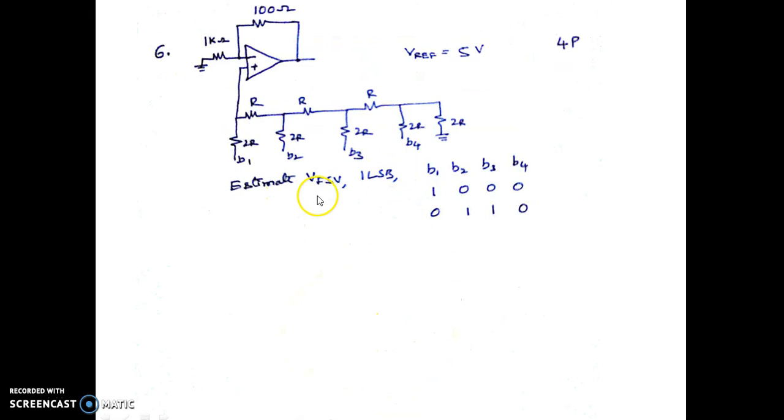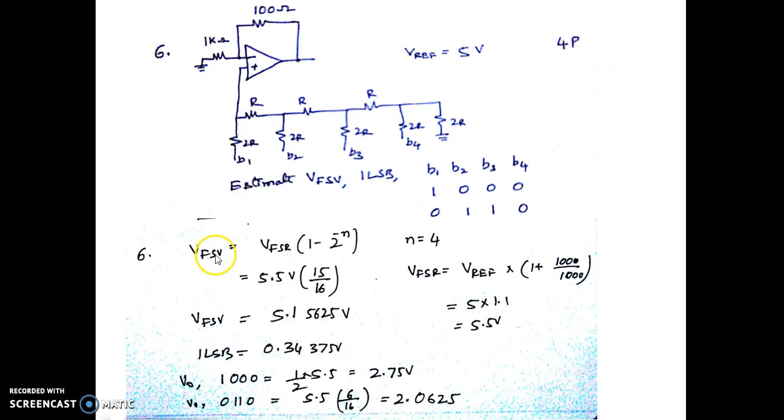Now here we are asked to find the full scale voltage, the LSB and the output voltage for these two combinations. As you can see, this is an R-2R network. So we carefully observe whether the R and 2Rs are properly placed. So this is R, fine, this is 2R, this is 2R, this is R, fine, this is 2R, this is R, and these two are 2R, 2R, this is grounded, everything is fine. So we have B1, B2, B3, B4, and the gain is actually 1 plus 100 by 1K.